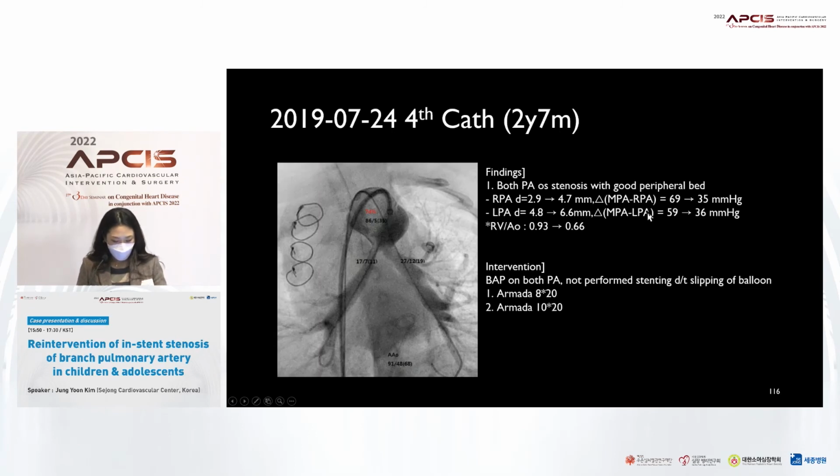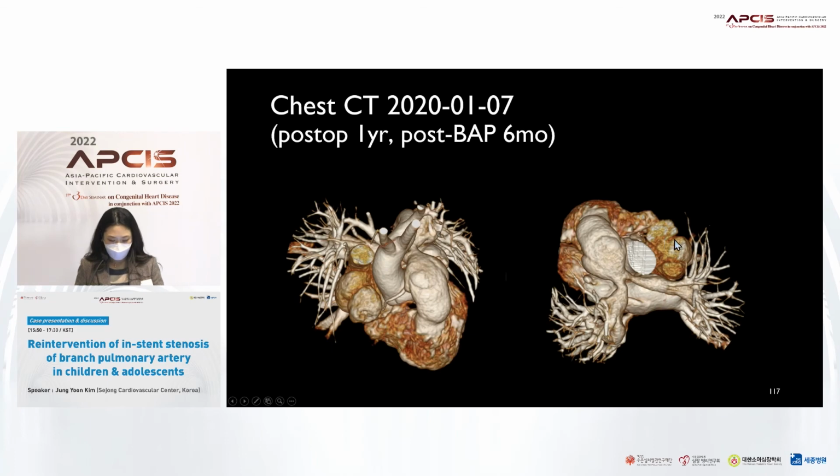So at the age of 2 years, 7 months, at the first cath, we found post-PA junctional stenosis with a good peripheral bed. At this time, we did balloon angioplasty on the post-PA only, because we planned bilateral stenting, but the balloon slipped easily, so stability was not confirmed. So we did not delay the next procedure, the next cath.